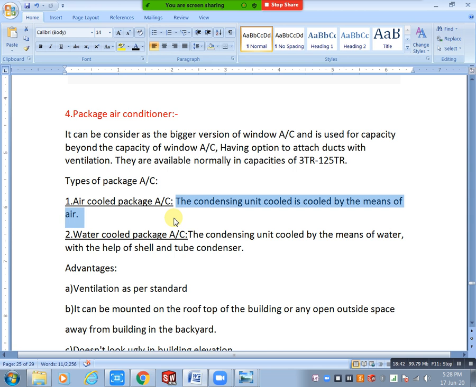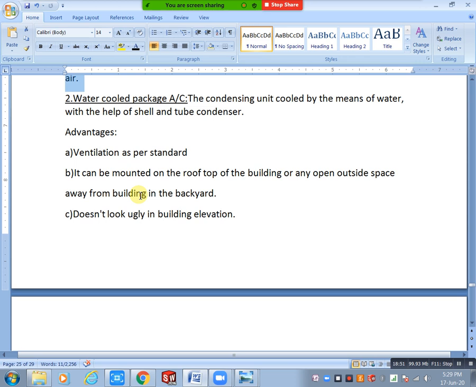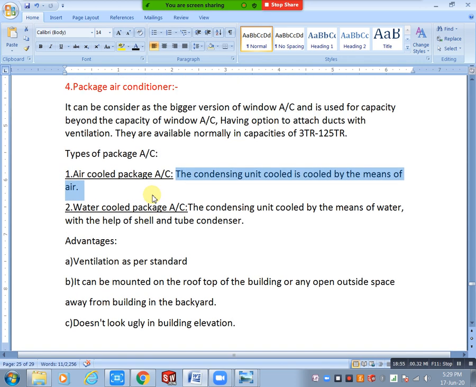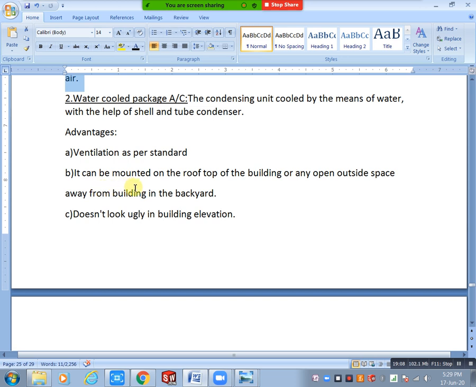Okay, next you will take advantages here. Ventilation as per standard. Why? Because a package AC we can place outside, either on the roof or the floor, completely outside the building. For that purpose, we can take ventilation as per standard, that is easy. Next, it can be mounted on the rooftop of the building or any open outside space. Already said that one, away from the building in the backyard. Okay, it does not look ugly in the building elevation.